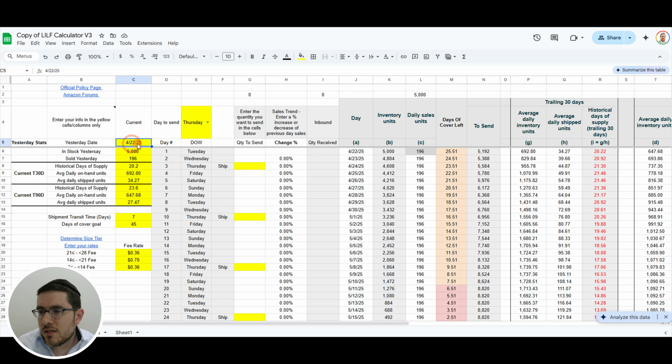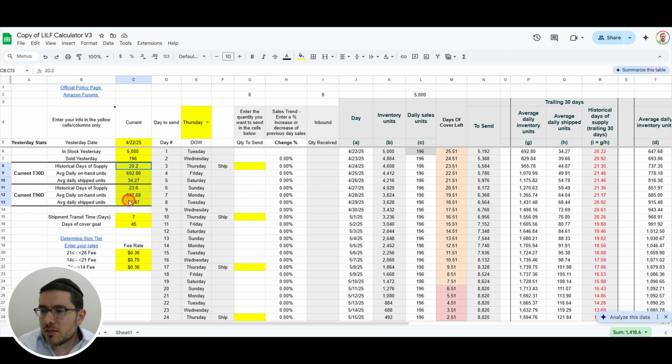The first cell to fill out is yesterday's date. We start with yesterday's information, mainly because we need to know how many units we're selling per day. Yesterday is a complete day, so we'll look at yesterday's stats. The first thing we want to know is how many units you had in stock for this product yesterday, and how many you sold yesterday. For our example, yesterday we had 5,000 units in stock, and we sold 196 units.